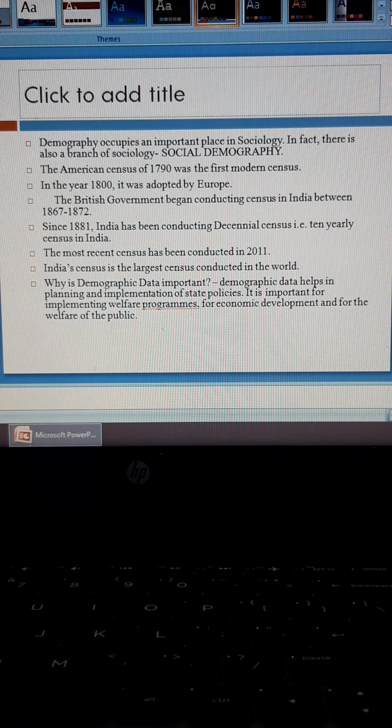It is important for implementing welfare programs for economic development and for the welfare of the public. In order to launch any program for the people, it is very important to know the population, the strength of the target population who are going to benefit from this particular welfare program, policy or economic development. For that, demography is very important. We need to know the strength of the population in order to conduct the welfare program.